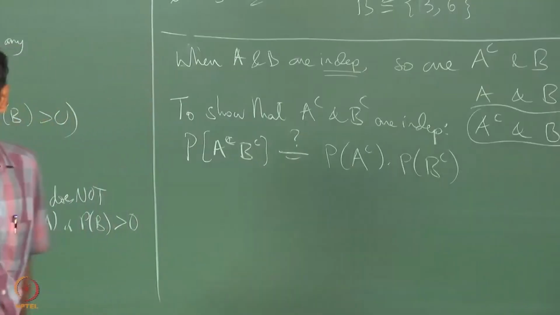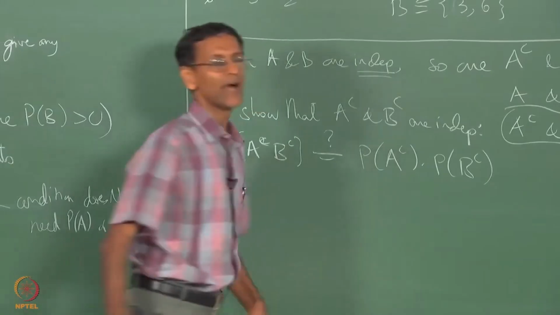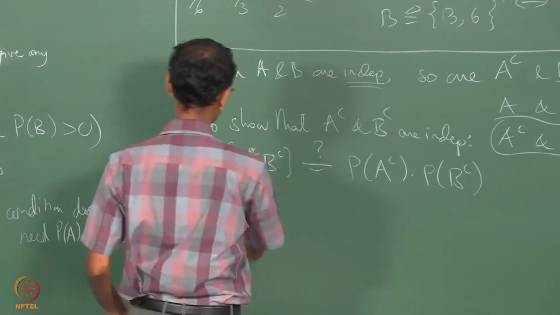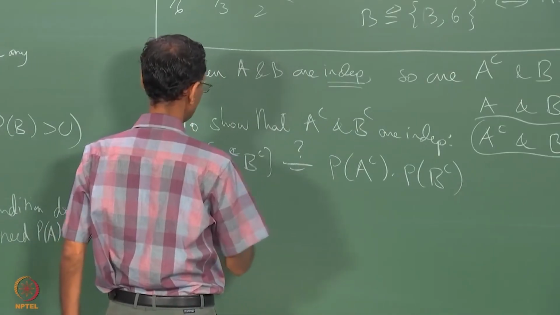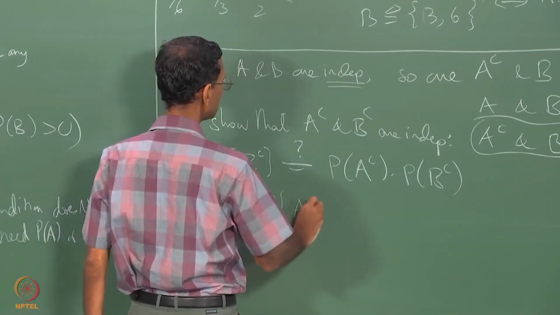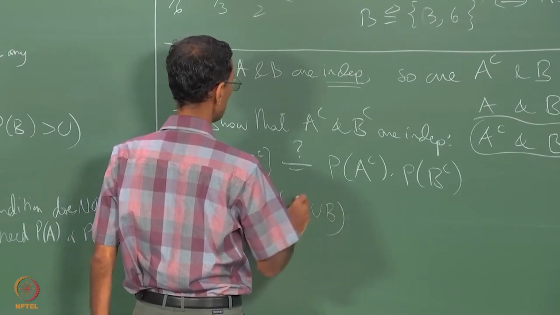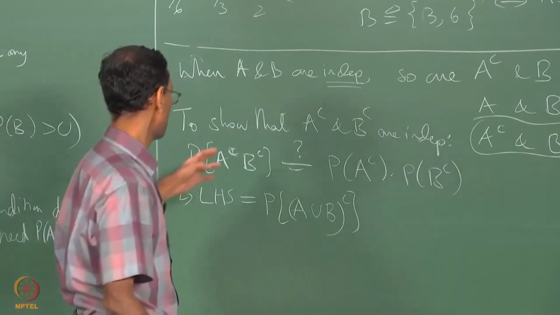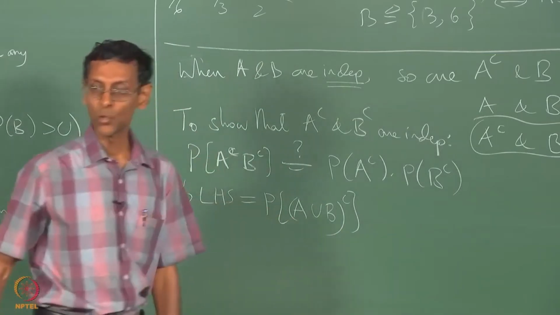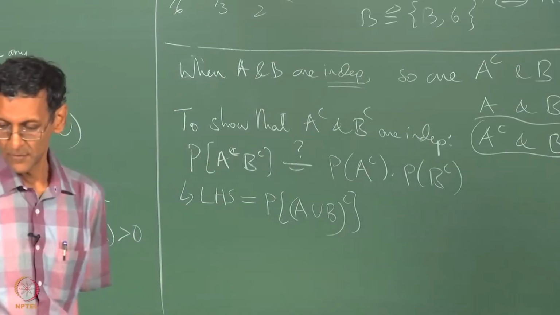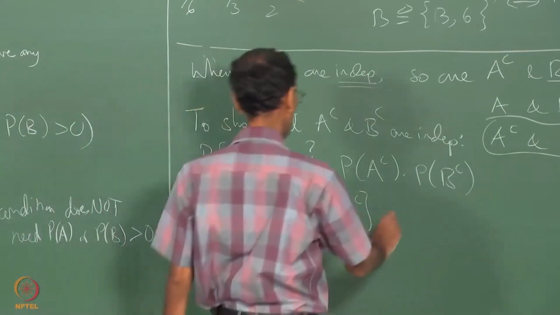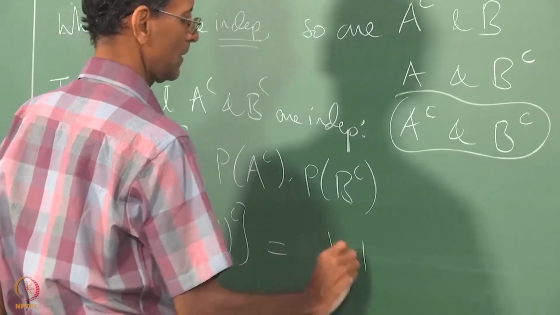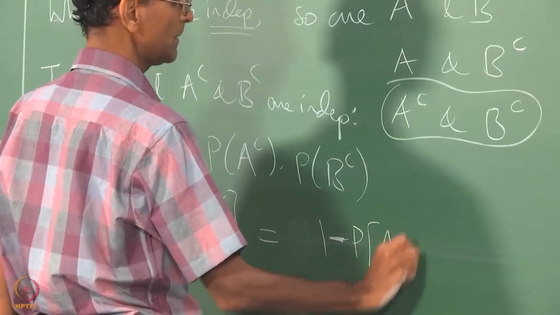So to proceed, for this left hand side we use De Morgan's law, which tells us that this LHS is exactly what? P of A union B, the whole complement, by De Morgan's law, since A complement B complement is the same as A union B, the whole complement. And this is 1 minus P of A union B.